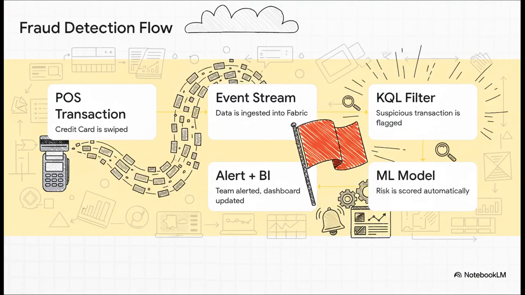Imagine it, a credit card gets swiped. Instantly, that data hits an event stream. Our KQL query immediately flags it as a high-value, potentially sketchy transaction. That can then kick off a machine learning model to score the risk. And at the exact same time, an alert pops up for an analyst and the main dashboard updates in real time. It's a complete automated chain reaction.